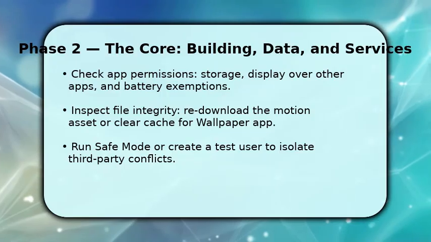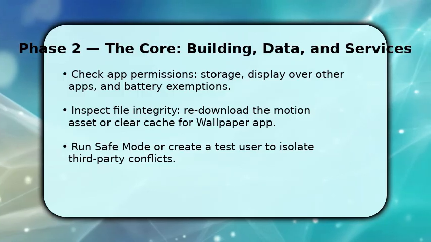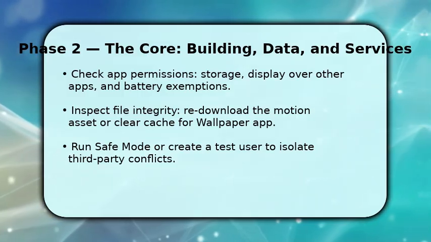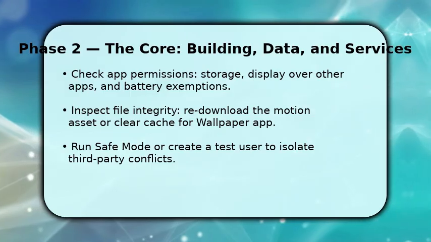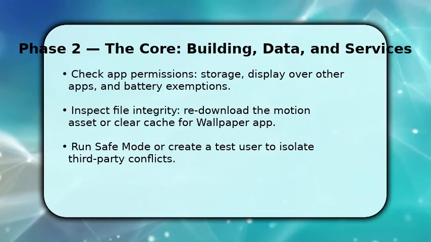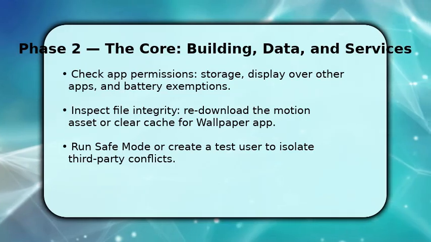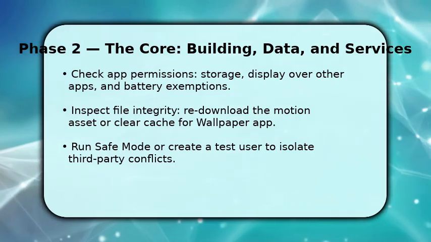Now you'll diagnose deeper causes. Verify permissions for the wallpaper app, storage, display over other apps, and battery optimization exemptions, because restricted access often blocks motion playback. Next, inspect the motion file itself. Clear the app cache, then re-download or re-import the motion asset to ensure integrity.